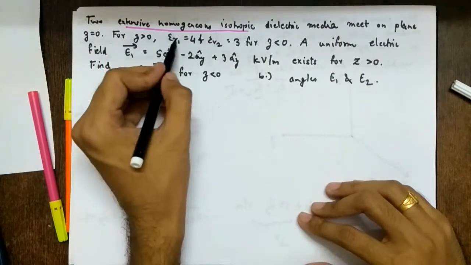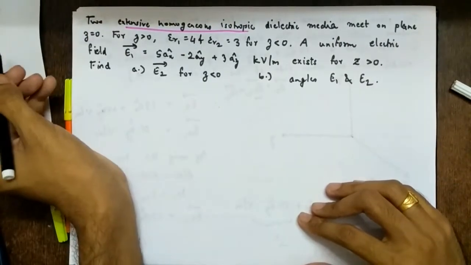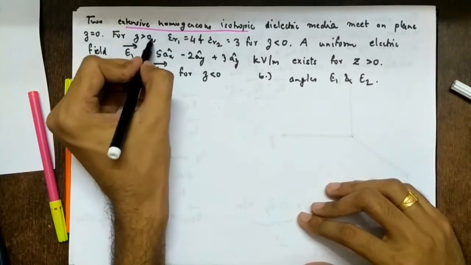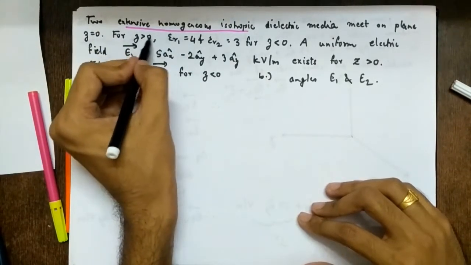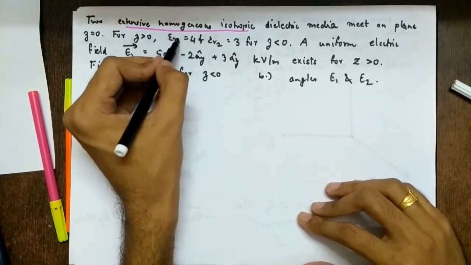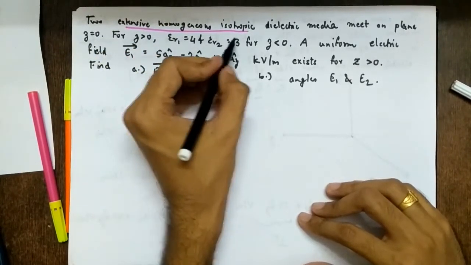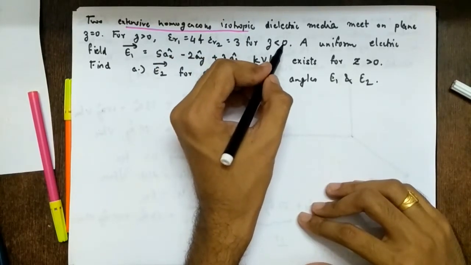So for z greater than 0, now what is the difference here? They had not mentioned which is medium 1 and which is medium 2, but here they have given epsilon r1 for z greater than 0, which means for z greater than 0 we should name the medium as medium 1. So that is the difference here. And epsilon r2 equal to 3 for z less than 0, right?